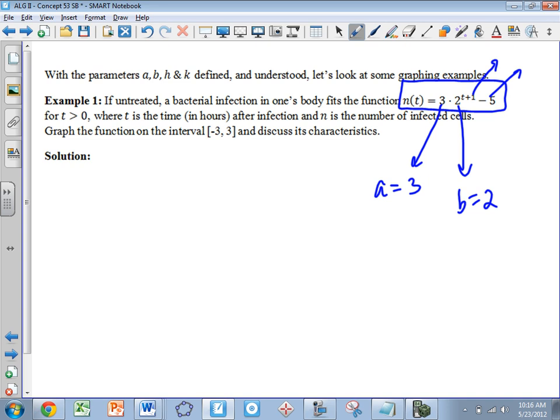Now tell us, the negative 5, which is k. What does that do for our graph? Which way? But k is up and down.